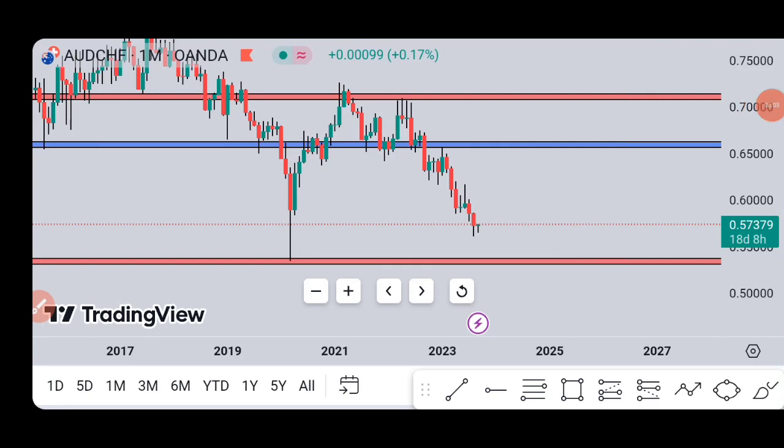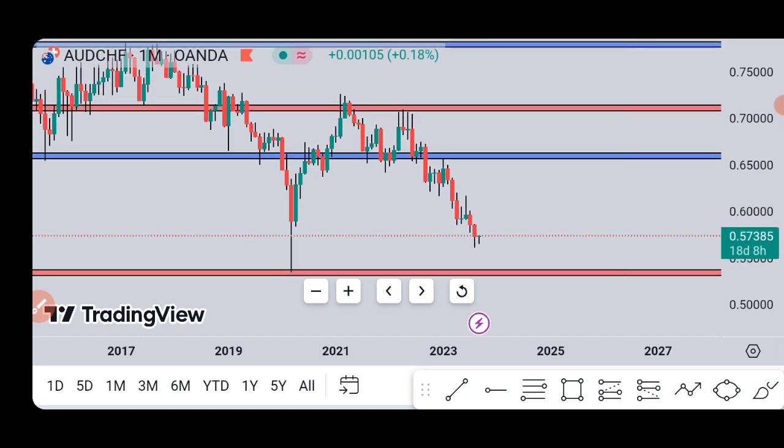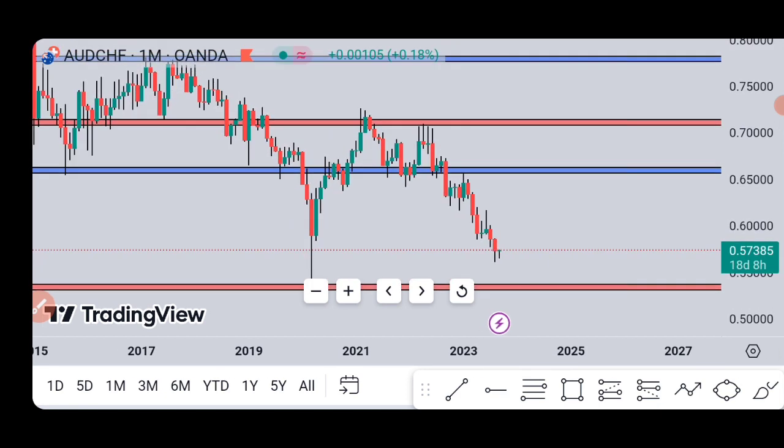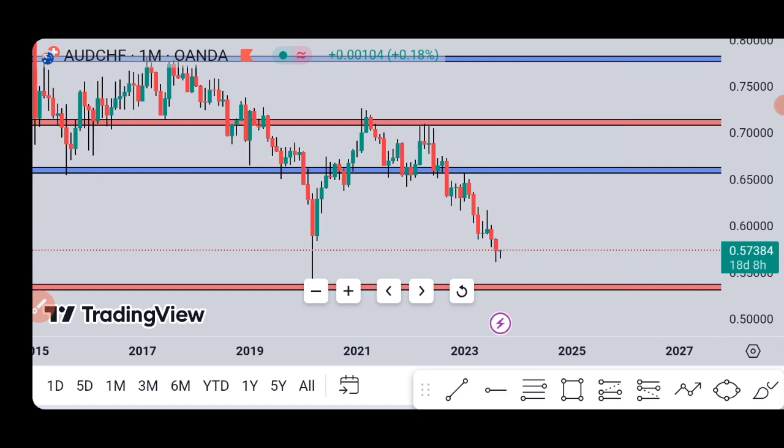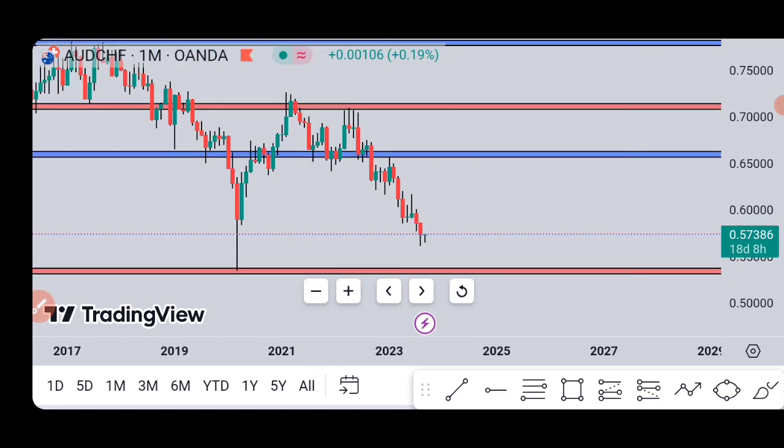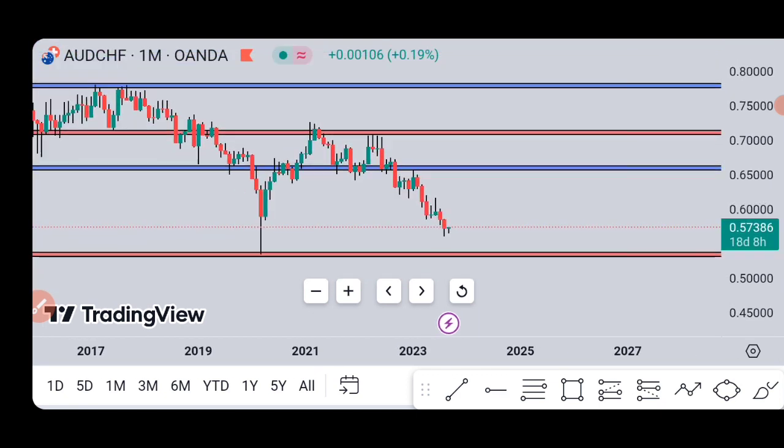So guys, I will be analyzing some pairs. I'll be analyzing five pairs: AUD-CHF, AUD-JPY, GBP-AUD, AUD-USD, gold, and CAD-JPY. So six pairs, and I'll be starting with AUD-CHF. So you know how I do my thing.